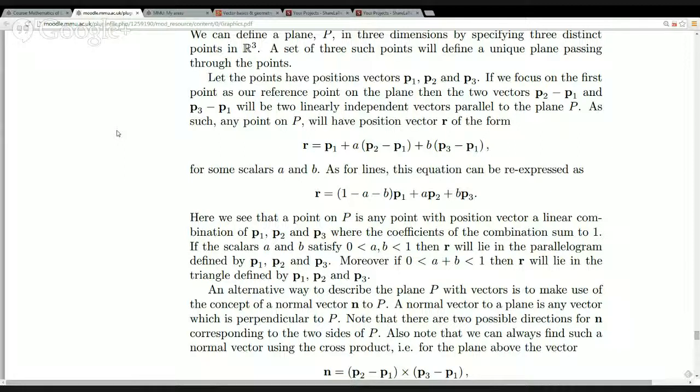If the scalars a and b, those coefficients, are both between 0 and 1, that will restrict the position vector r to lie somewhere within the parallelogram defined by the 2 vectors P2 minus P1 and P3 minus P1, or the parallelogram defined by the 3 points P1, P2, and P3. In addition, if the sum of a and b itself is between 0 and 1, then you'll be restricted to positions defined by half of the parallelogram, just the triangle defined by the three corners P1, P2, and P3. So again, you get a nice correspondence between ranges of the coefficients and geometric aspects of the plane.